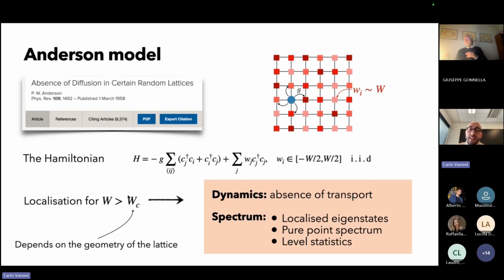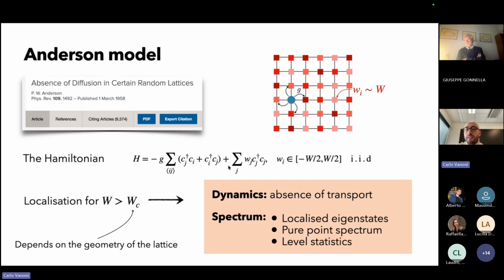So in 1D, this WC is actually 0. In 2D it is also 0, but 2D is the lower critical dimension. So as soon as you go to a dimension which is a bit more than 2, you would have a finite value for WC. And this can be studied both in terms of transport, as I was showing you in the animations, but also from the spectrum.